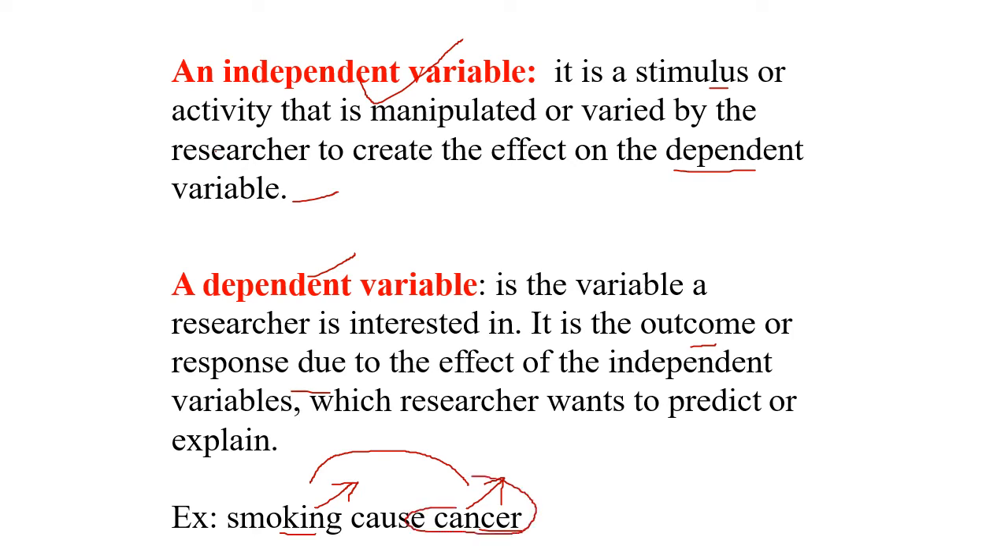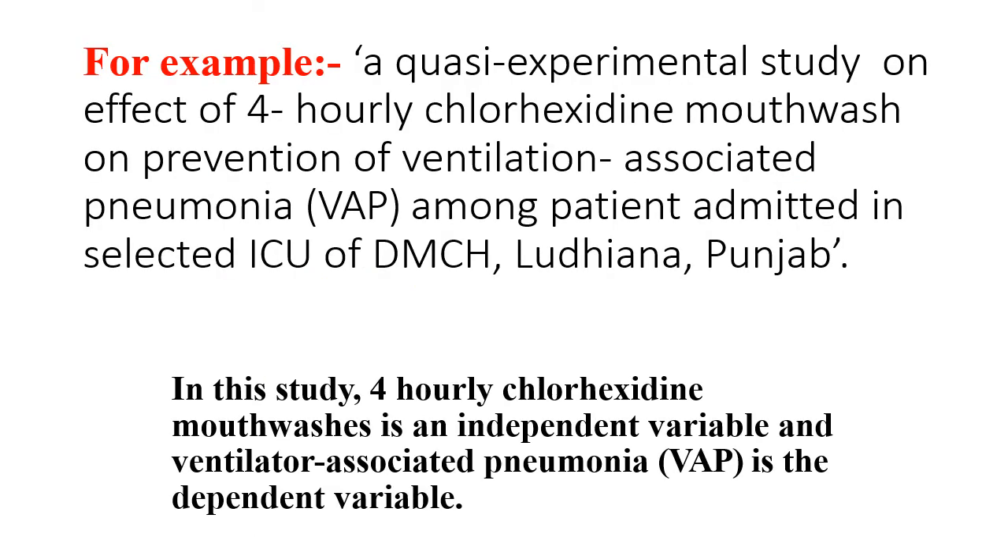Again I'm telling, cancer is called a dependent variable because to cause the cancer we need to manipulate the person by increasing the smoking. If not smoking, cancer might not be caused to the person. So that's why we consider smoking as independent and cancer as a dependent variable. This is one example; to understand more, let's discuss using an example.